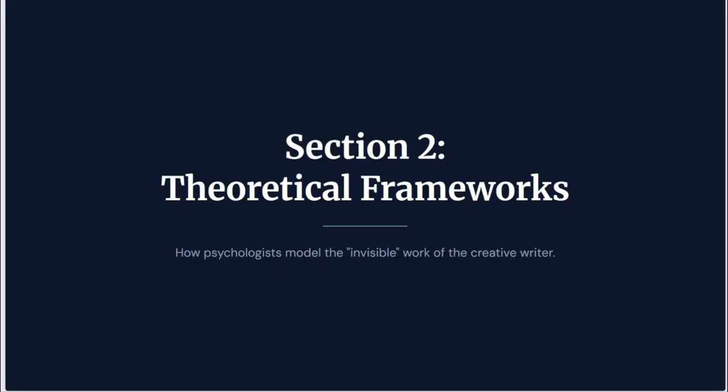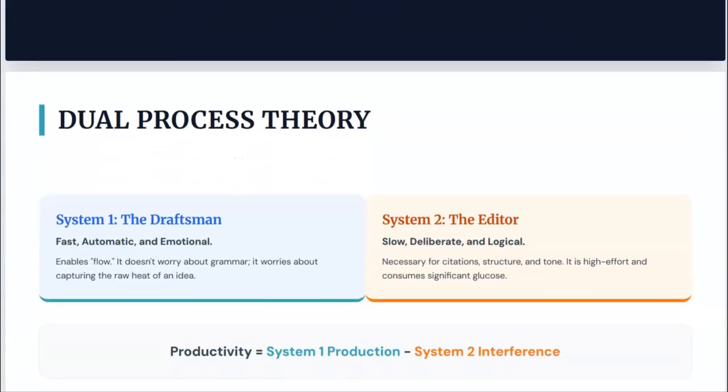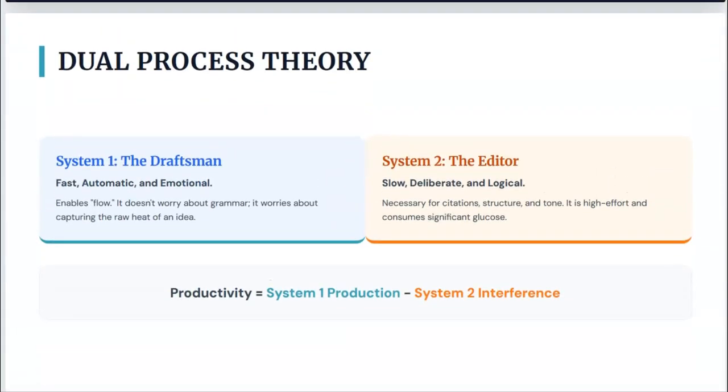Okay, so section 2, theoretical frameworks: how psychologists model the invisible work of the creative writer. First, there's dual process theory. System 1 is what we can consider the draftsman.